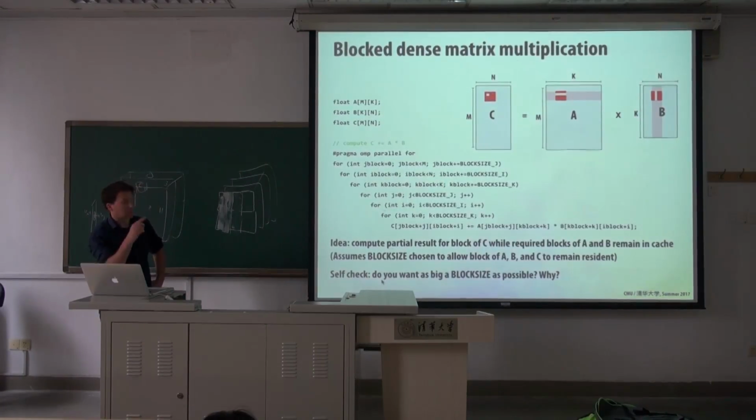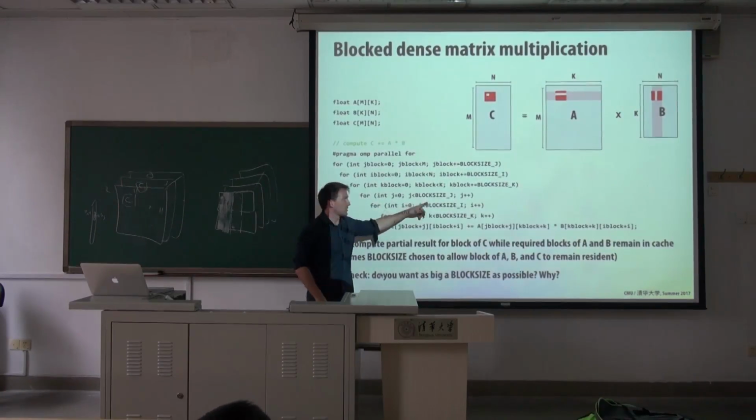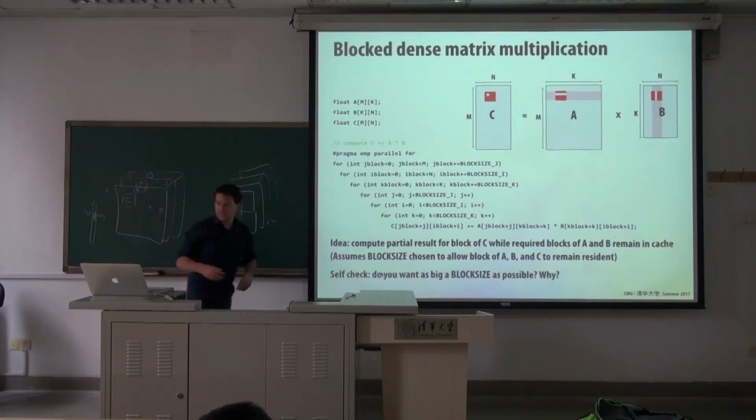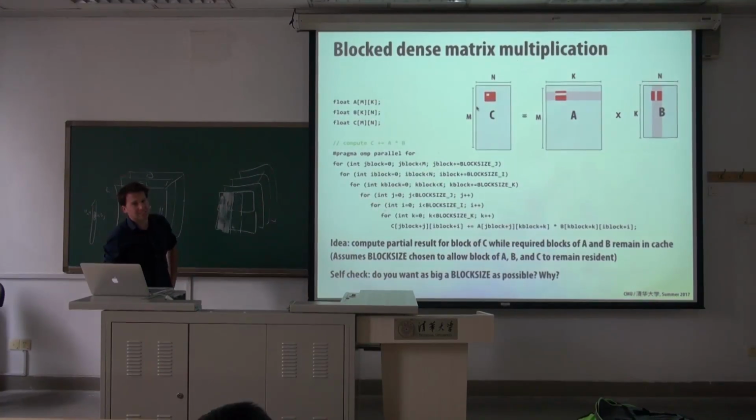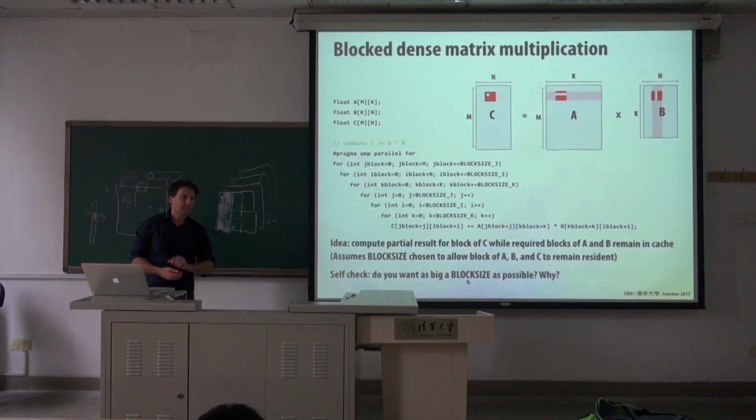So here's a question that I want you and your partner to think about. It makes sense that I'm going to choose block size so that this amount of data from C, this amount of data from A, and this amount of data from B all fit in cache at the same time. But I have this question down here at the bottom. Do I want as big a block size as possible, or as small a block size as possible? I want you to think about that for a quick second. I'll give you 20 seconds.